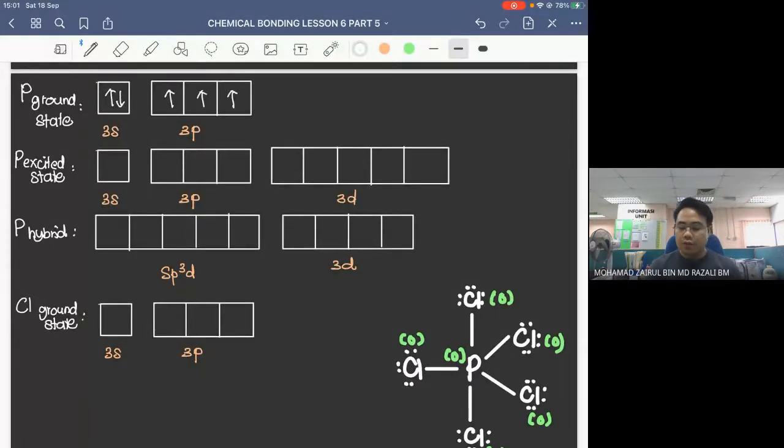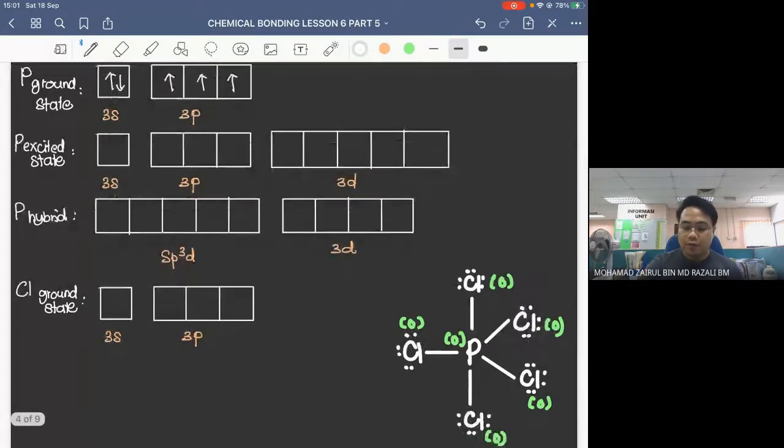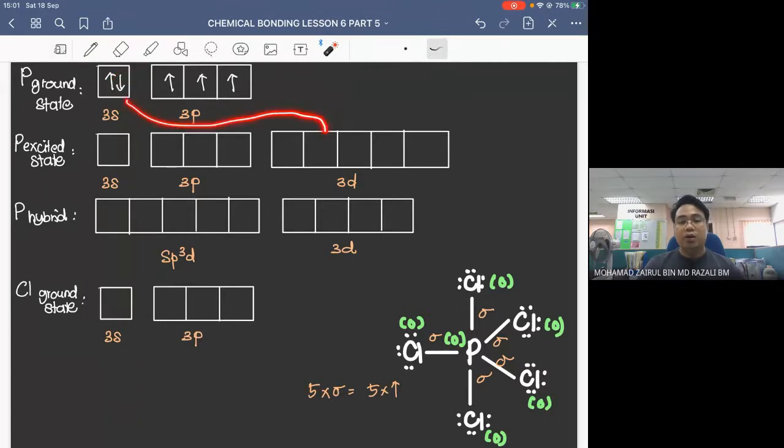So if you look at the Lewis structure, we have 5 sigma bond. So 1, 2, 3, 4, 5. Remember that if you have 5 sigma bond, that means you need to have 5 unpaired electrons during the excited state in order to form the hybrid. However, if you look at the ground state of the phosphorus, we only have 3 unpaired electrons. In order to create 5 unpaired electrons, we need to excite one of the electrons from the 3s to the empty 3d orbital. So kita kena excitekan dia.